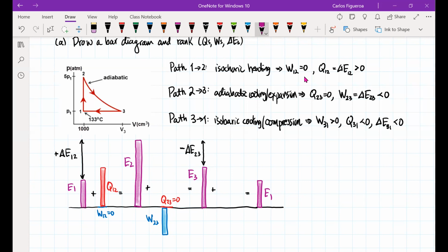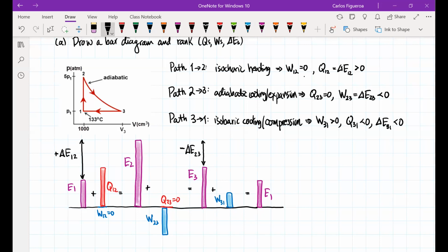Now here's the point that I made earlier. Look at the work from 2 to 3 versus 3 to 1. The size of the bar has to be smaller. So I'm going to come in here and draw my bar right here for the work between 3 and 1. Note that that is positive. So now that sets my heat.